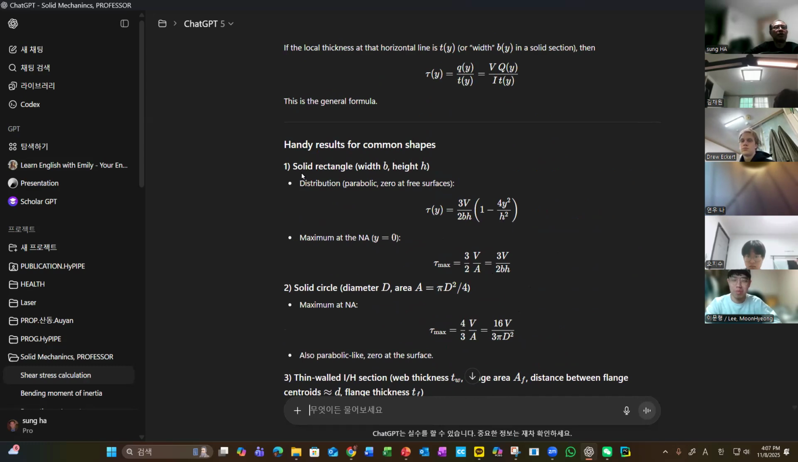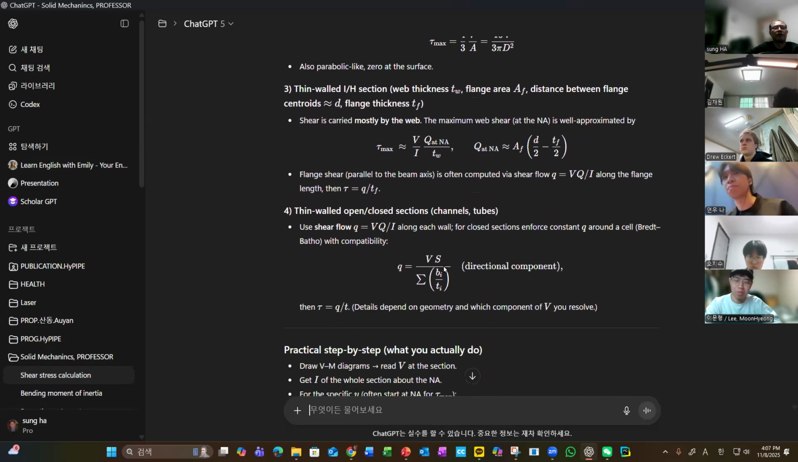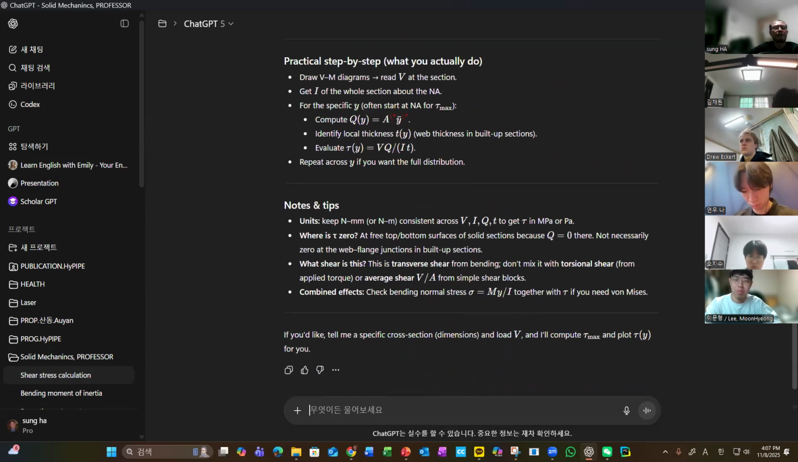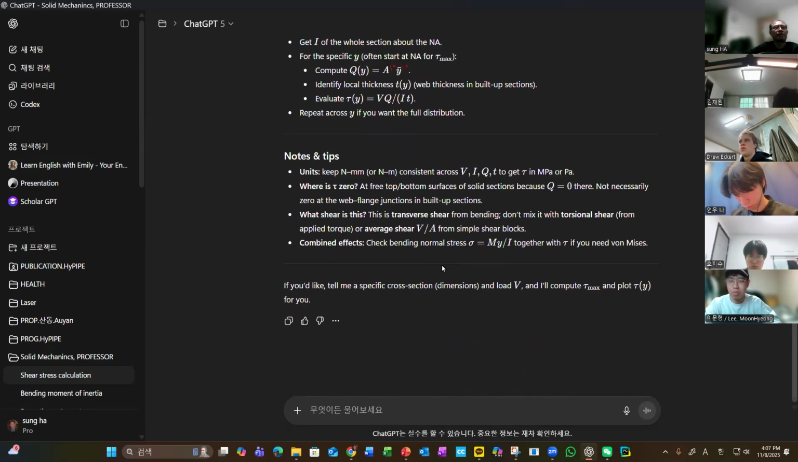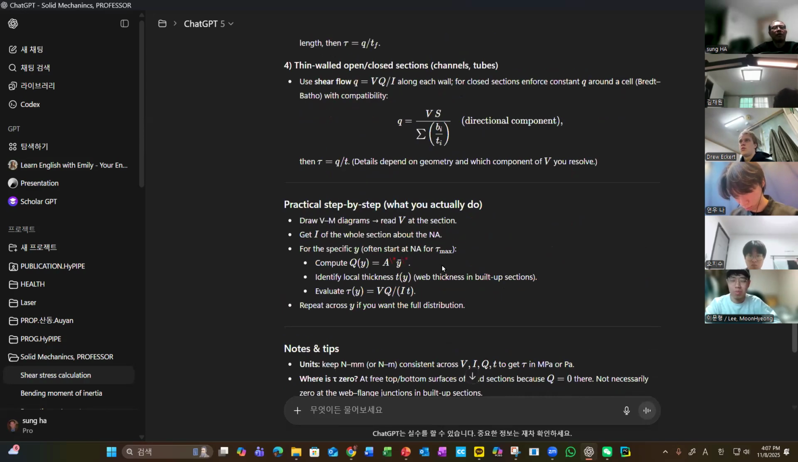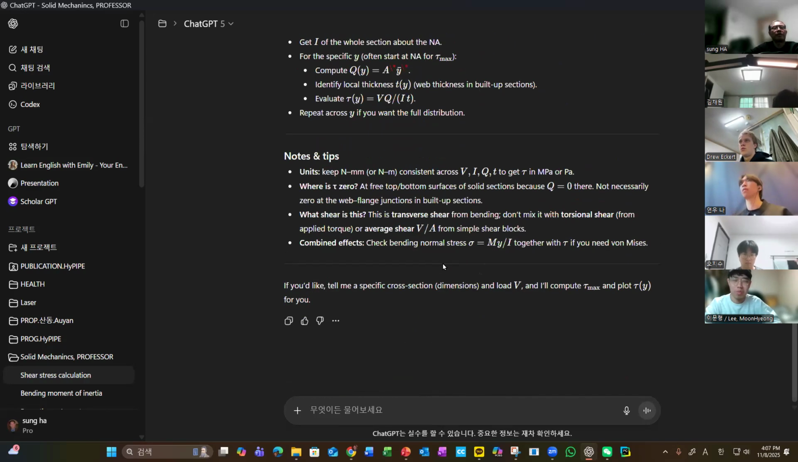For a solid rectangular section, V over A is the average, and we have a 1.5 times bigger value than the average. This is the tau maximum. So the shear force will distribute to here.